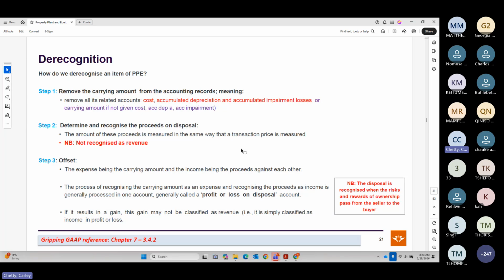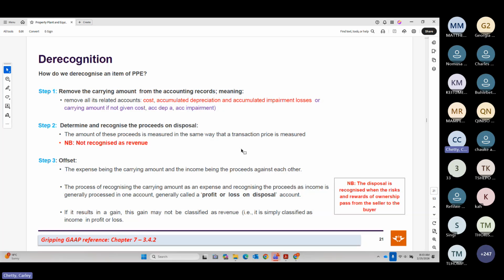So how do we derecognize an item of property, plant, and equipment? We are going to remove the carrying amount from the accounting records, meaning we're going to remove all the related accounts. So think about the cost when we originally purchased this asset, the accumulated depreciation and accumulated impairment losses, or the carrying amount if the cost is not given, okay? So whatever relates to this PPE item that we recorded in our financial statements, these all need to be removed when the asset is derecognized.